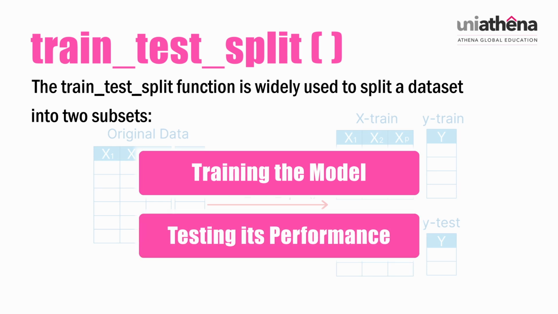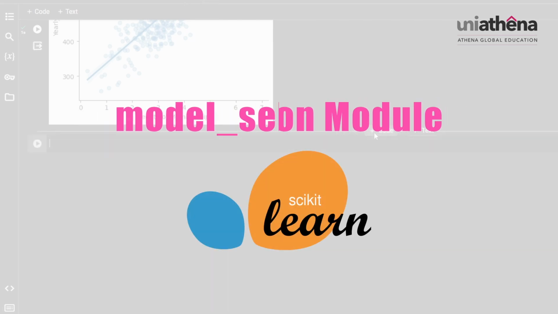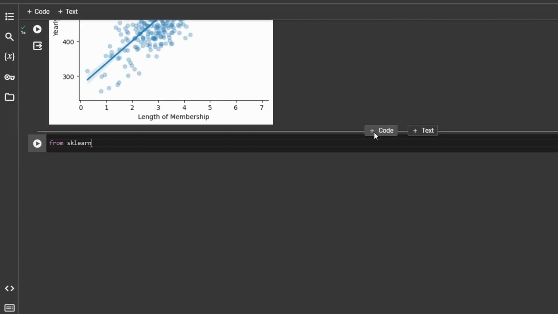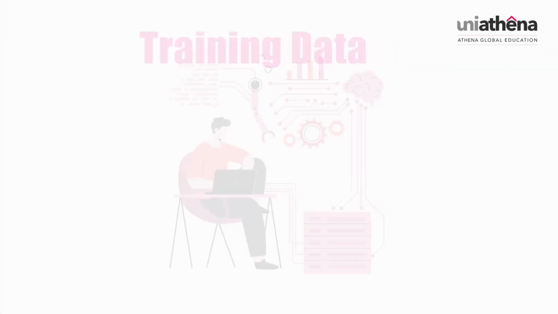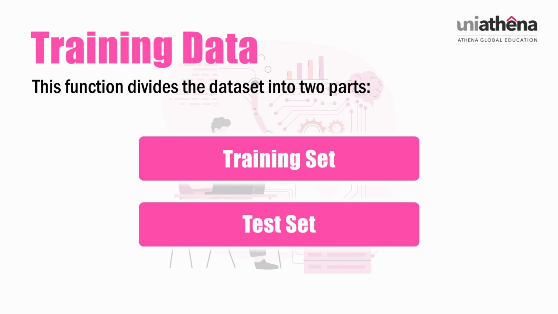To implement this, we will firstly import the train_test_split function from the model_selection module within the Scikit-learn library, also called sklearn. from sklearn.model_selection import train_test_split. Here's how it works. This function divides the dataset into two parts, a training set and a test set.